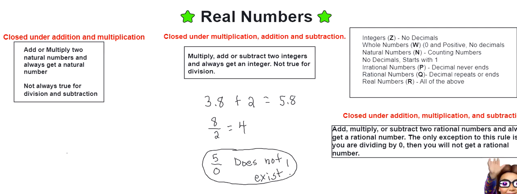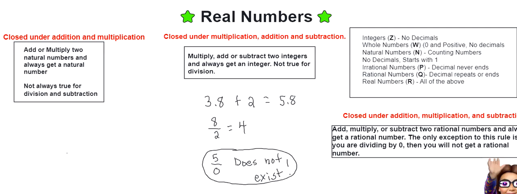But if I divide two whole numbers, 4 divided by 3, that's going to give me a decimal, 1.33. So that's why it's not closed under division. If I subtract two whole numbers, 7 minus 9, that gives me -2. -2 is not a whole number. We're not saying that it can never happen, but to be closed, it has to happen every time. All right. Let's take a look at the next one.